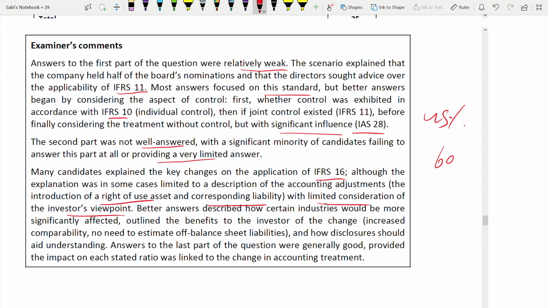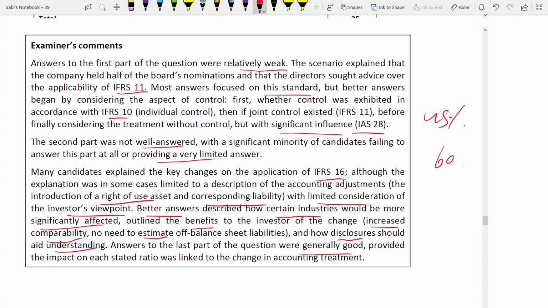In fact, better answers would show how certain industries are affected more than others. Okay, because lease liability affects some industries more than others, not all industries equally. So what was some benefit to the investor? One is comparison, no need to estimate. Okay, and how it will aid your disclosures and understanding. These are some benefits. And the last part was generally good, the impact on the ratio. Students were able to do it well.